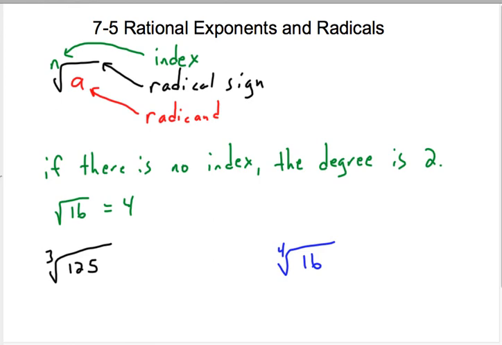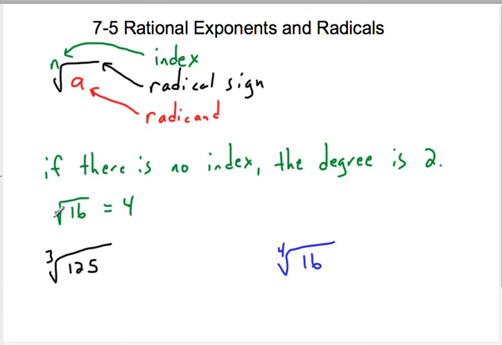Hello, in this video we're going to learn about rational exponents and radicals. We've already touched on this a little bit earlier in the chapter, but we're going to get more specific here today. So we have this square root sign, and we call it a radical sign. The number that goes here is going to be the index, and when there's no number there, there's no index, the degree is 2.